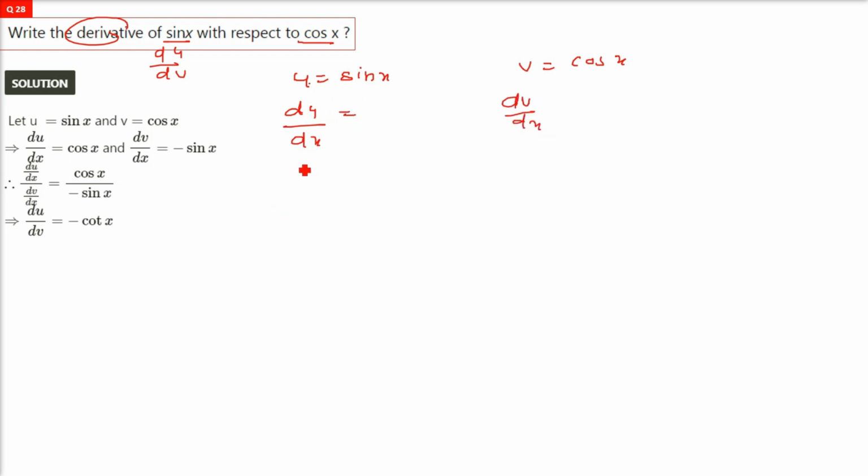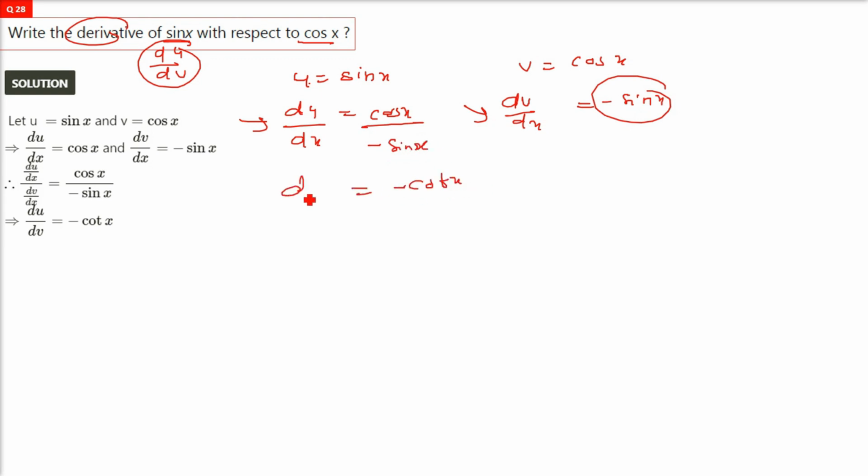So ultimately, we have to find out du by dv, please remember. So cos x, minus sin x. Now let us divide them, du by dv. So it will be cos x divided by minus sin x. So minus cot x it will be, du by dv, minus cot x.